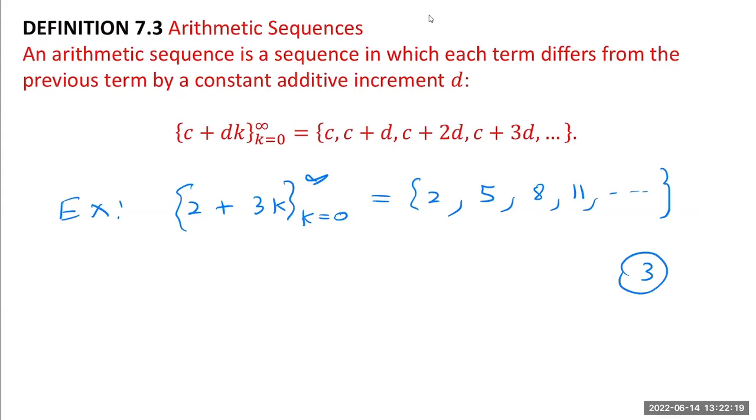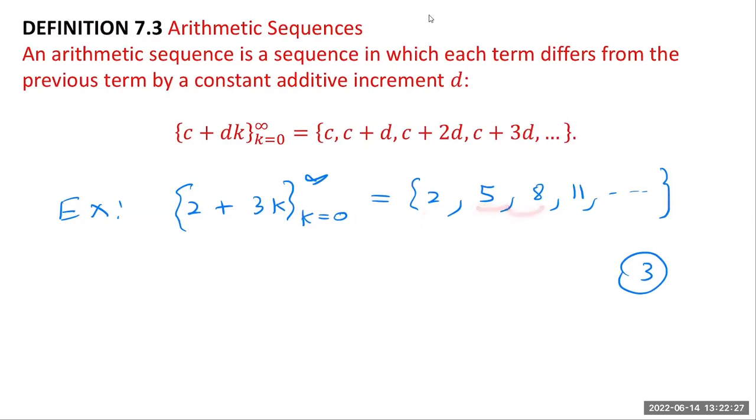Notice that if you subtract 2 from 5, you get 3. And if you take the next 2 consecutive terms, if you subtract 5 from 8, again you get 3. Go to the next 2 consecutive terms, subtract 8 from 11, again you get 3, right? No matter where you take 2 consecutive terms, the difference is always 3. Okay, difference means the term minus the previous term. That's going to be 3. That's what we mean by each term differs from the previous term by a constant additive increment. Okay.